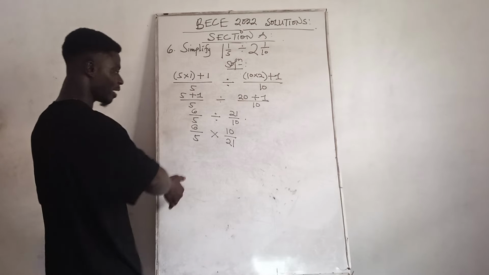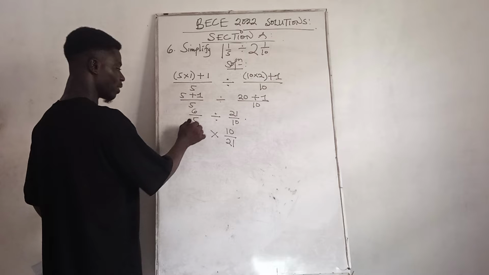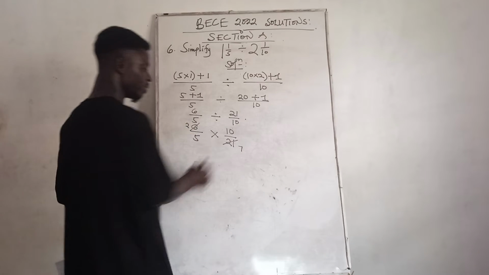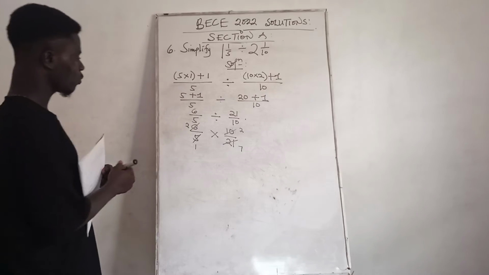For addition, you can cancel what? Vertically. Addition, you can cancel vertically. My friend, don't cancel horizontally. You don't do that. Right. Alright. So now here I can say that 3 goes here 2 times. Then 3 goes into 21 7 times. Right. Then 5 goes here 1. Then into 10, which is what? 2. So we have this.